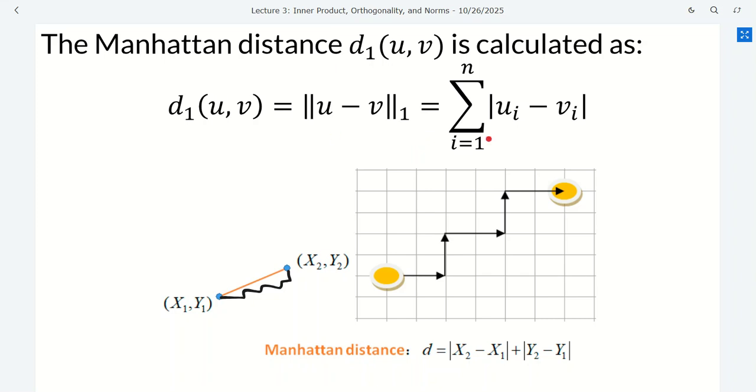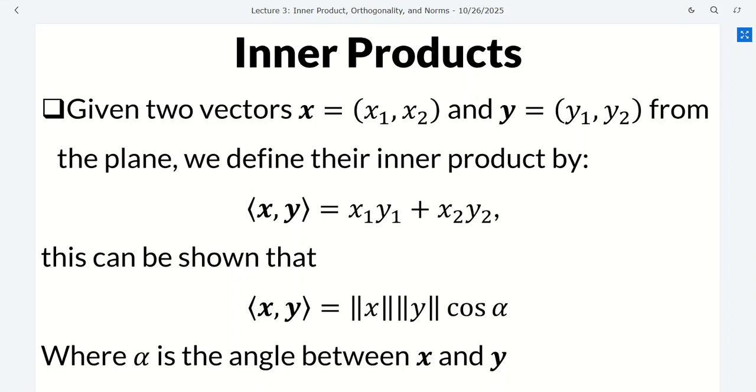So here, if you take the first vector, the first component, you subtract the first component of the second vector like that. So you complete everything. So it's the same thing like the Euclidean distance, right? But this time you are not finding any square root. You are just finding the absolute value of the difference between these two elements.